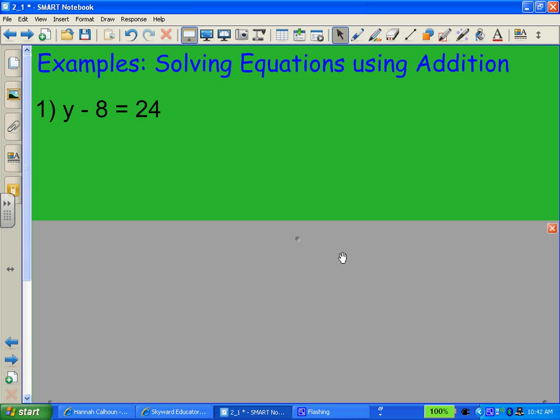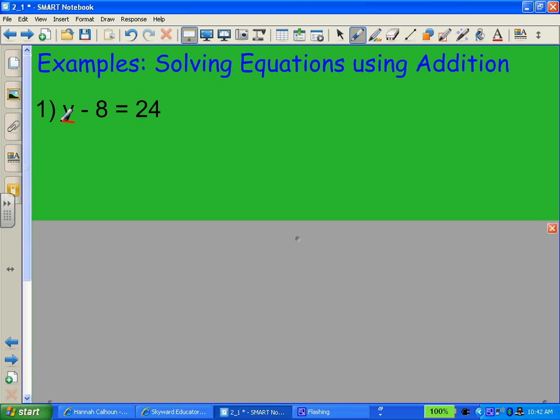So let's start with how to solve equations using addition. Here's our first example: y minus 8 equals 24. The first thing we want to do is find the variable. Here's our variable y right here. Then we ask the question, what is happening to the variable? That's always going to be the first question that you ask when you're solving equations. What's happening to the variable?